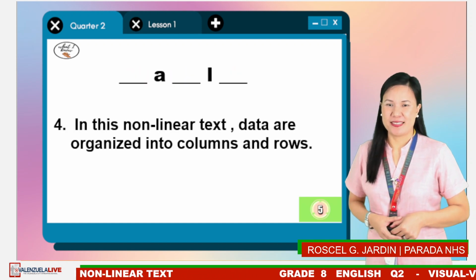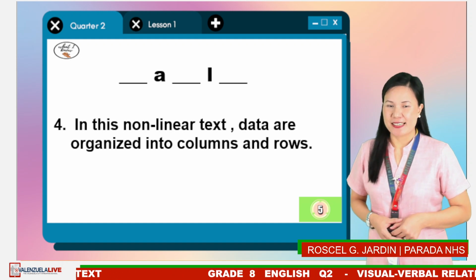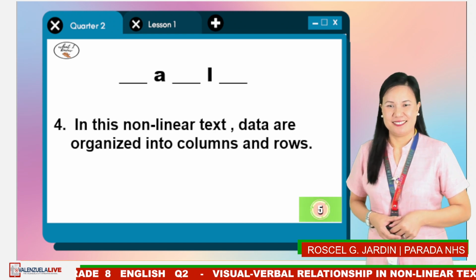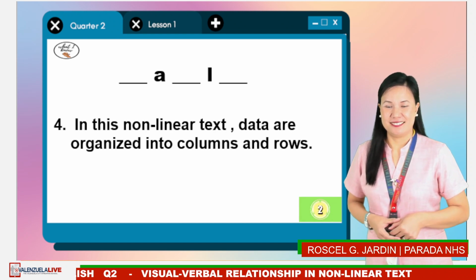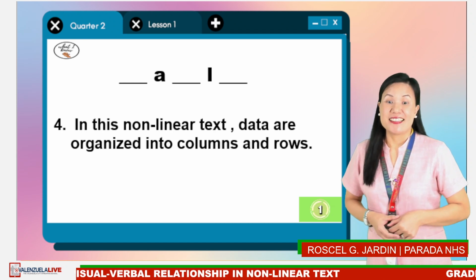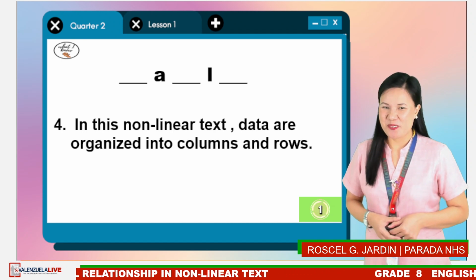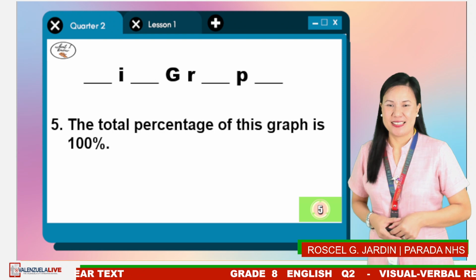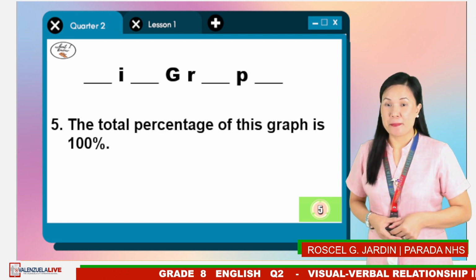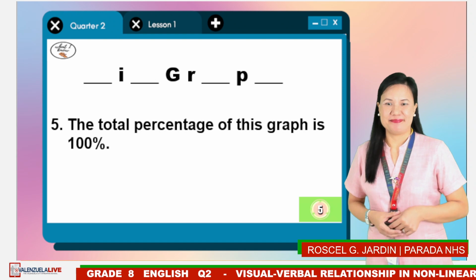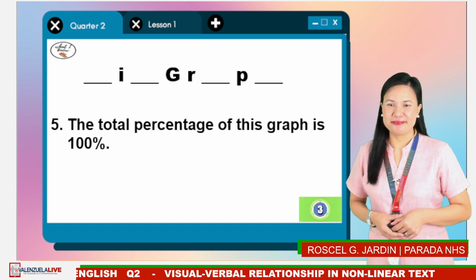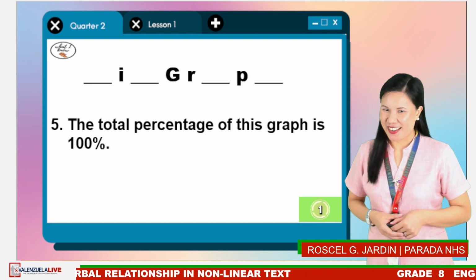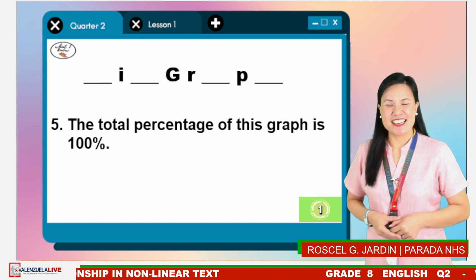Number 4. In this nonlinear text, data are organized into columns and rows. Did you get it right? The word is table. Number 5. The total percentage of this graph is 100%. How about this? Did you get the correct answer? Yes, it's a pie graph.